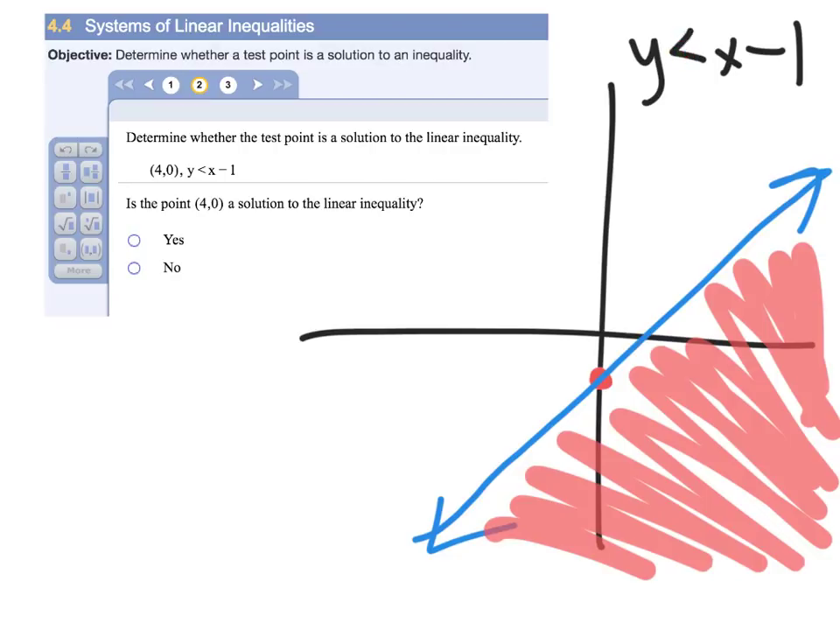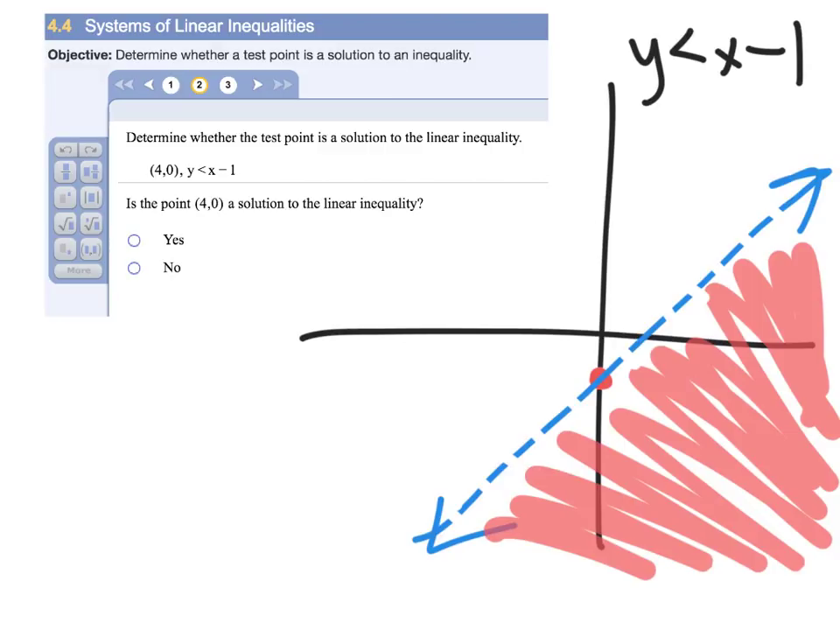So really, that shouldn't be a solid line. It should be a dashed line. There you go. There's a dashed line. So that is the proper graph for this inequality. And because it says less than, you're going to shade below as opposed to above. So that's the real solution.